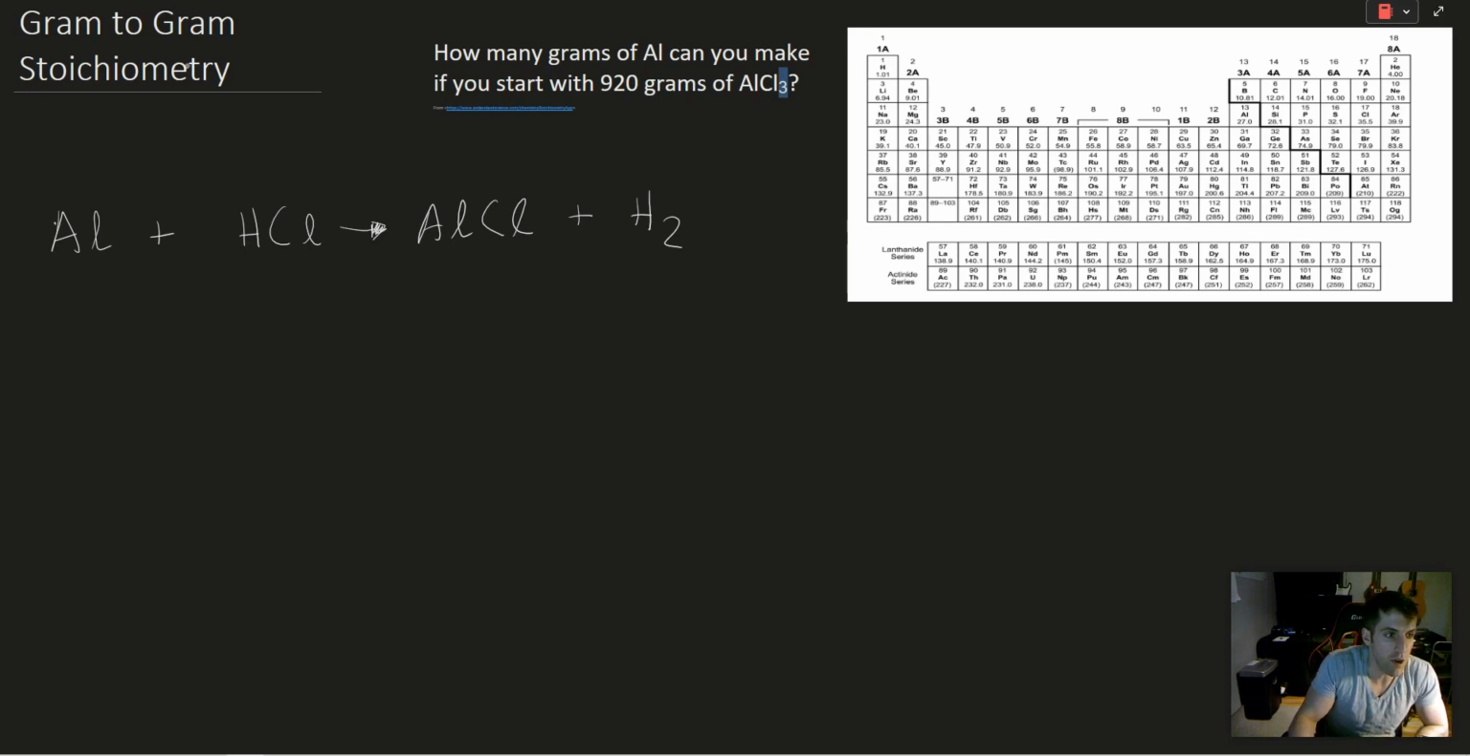We have two hydrogens over here. We have one hydrogen here, and I also forgot to mention that we have a subscript of 3 for this chloride. So we have 3 chlorines over here. We have 1 chlorine here, 1 hydrogen. We need to balance this out.